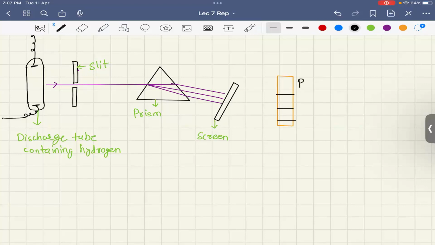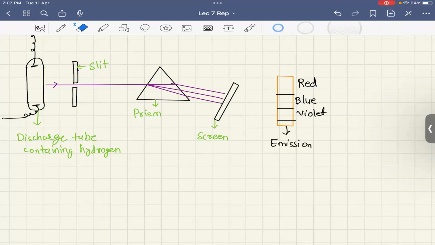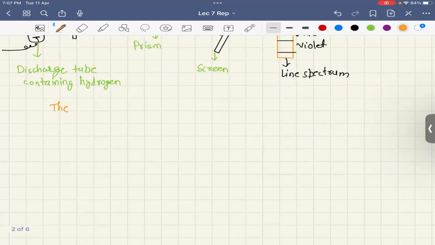This is going to be red light, for example, for hydrogen gas, and that is going to be violet. This is called the line spectra, and this whole setup gives the emission spectrum of the hydrogen atom.